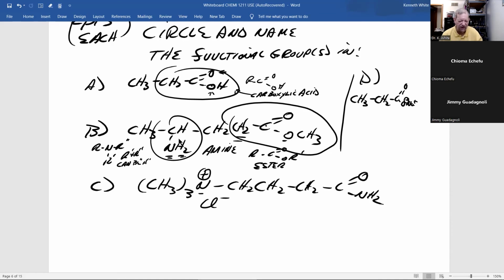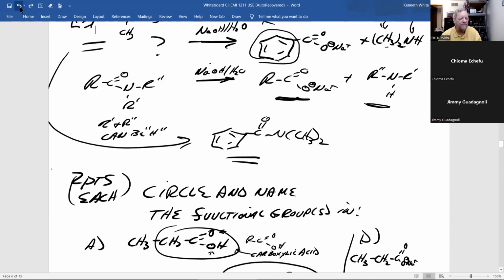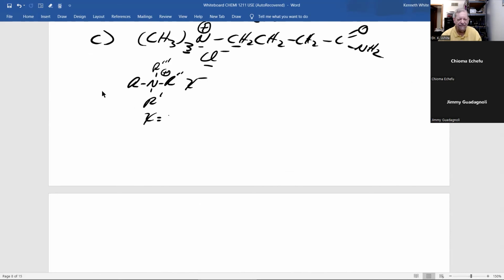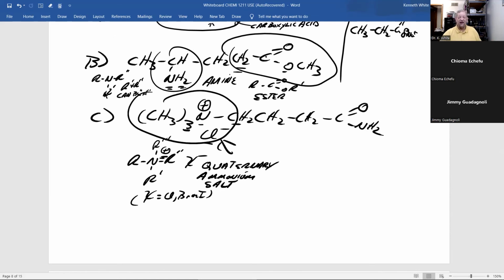And if we look at nitrogen with a plus charge, halogen, and on the nitrogen, 3 methyls and the CH2, what is that? And that's a quaternary ammonium salt, where our prime, our double prime, our triple prime, the charge gives it away. And this is a quaternary ammonium salt right here. Oh, we're not done.